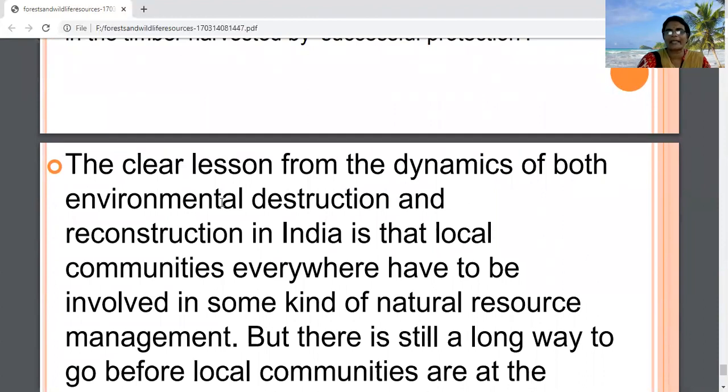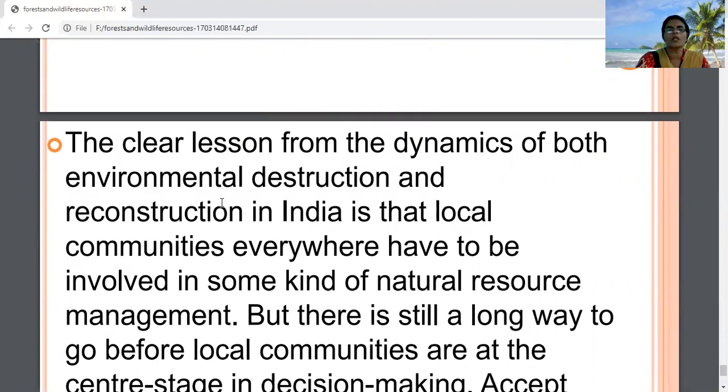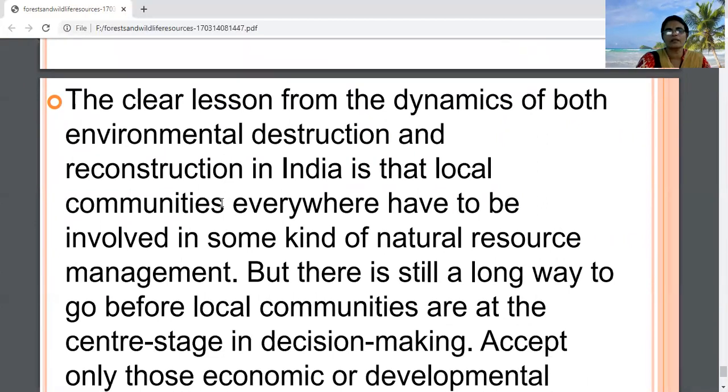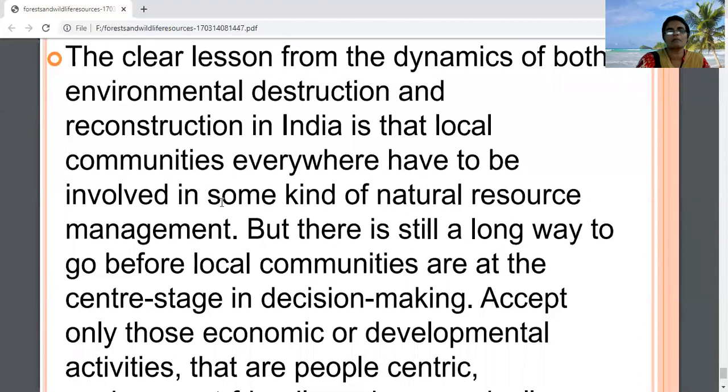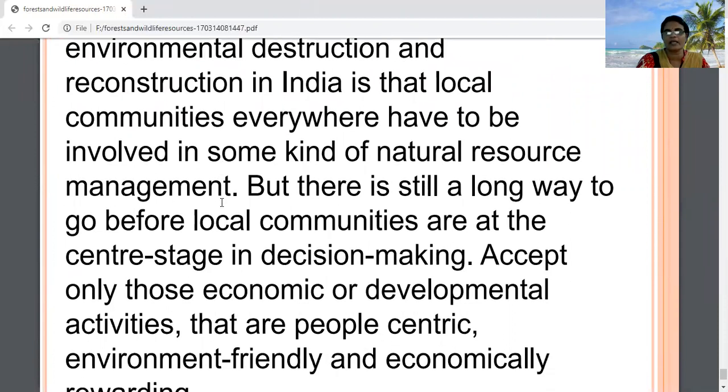The clear lesson from the dynamics of both environmental destruction and reconstruction in India is that local communities everywhere have to be involved in some kind of natural resource management. From this topic, it is very clear that local communities are largely involved in some kind of natural resource management. Not only the government, the community played a very important role in protecting natural resources. But there is still a long way to go before local communities are at center stage in decision making. We still have to go a long way in this regard, protecting forest and wildlife.